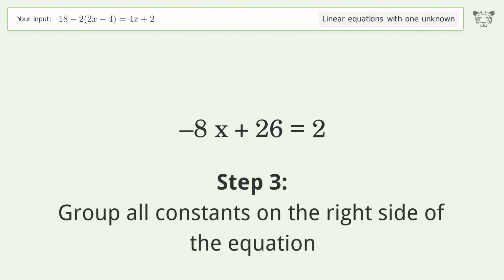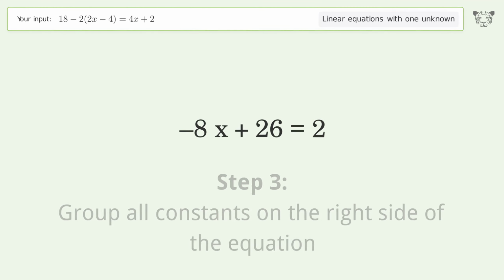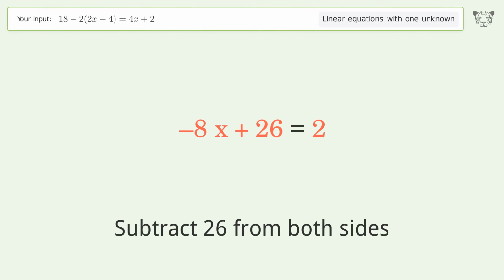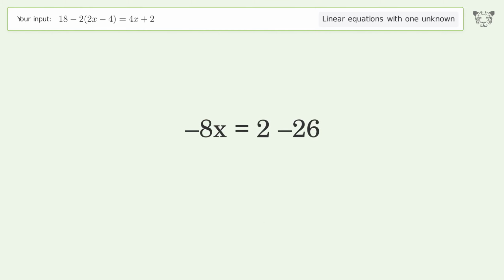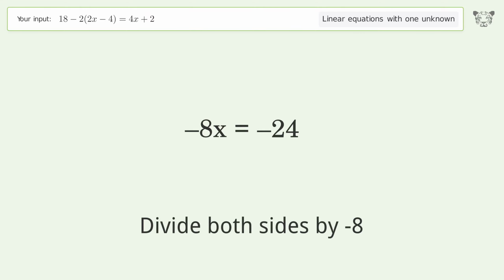Group all constants on the right side of the equation. Subtract 26 from both sides. Simplify the arithmetic. Isolate the x. Divide both sides by -8.